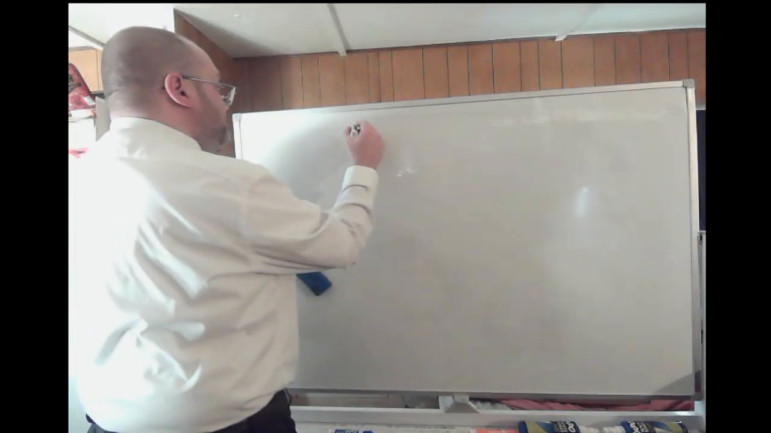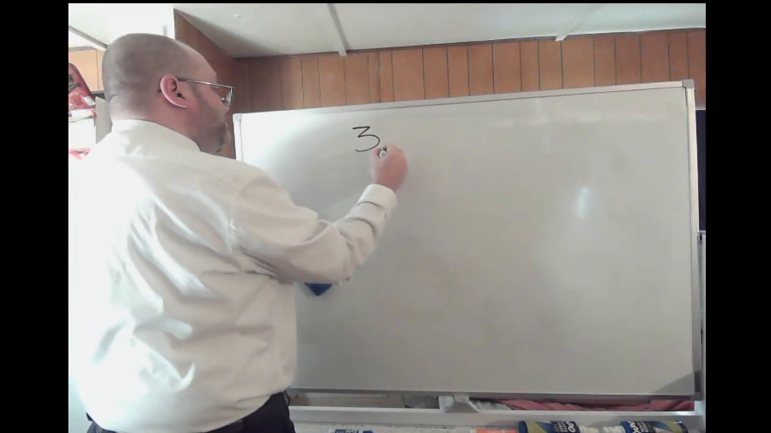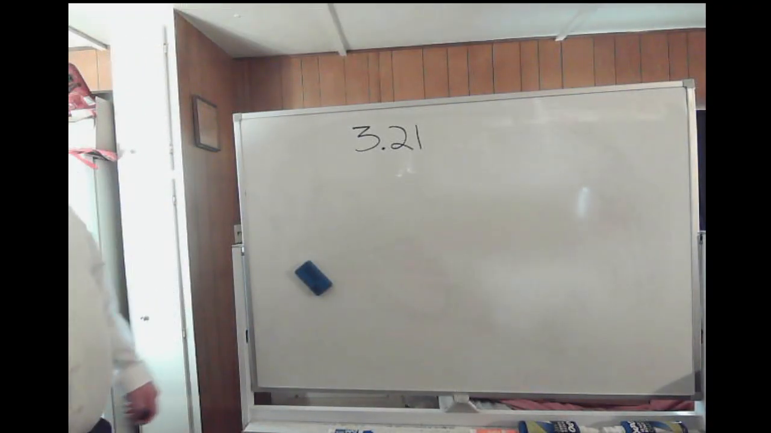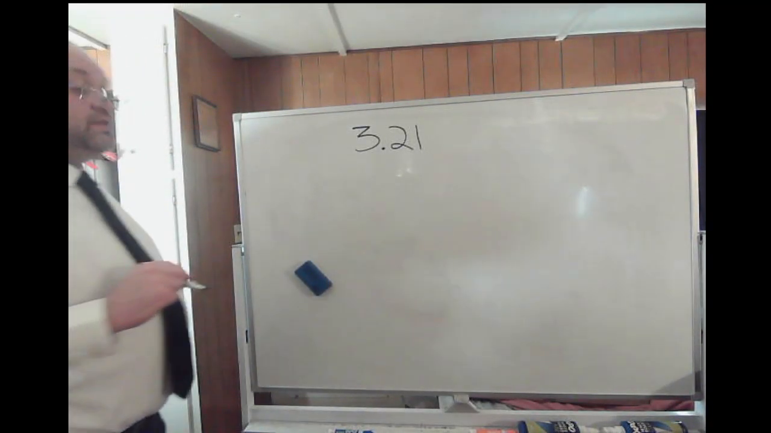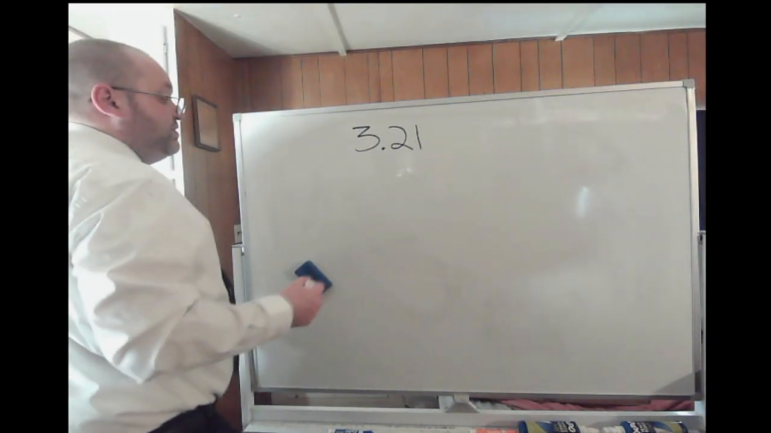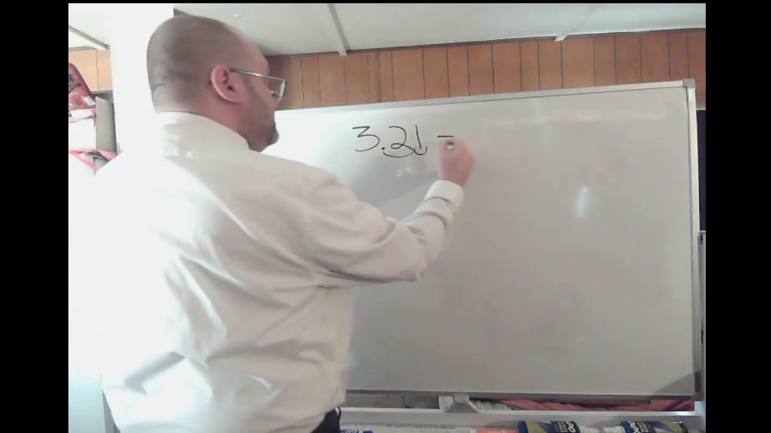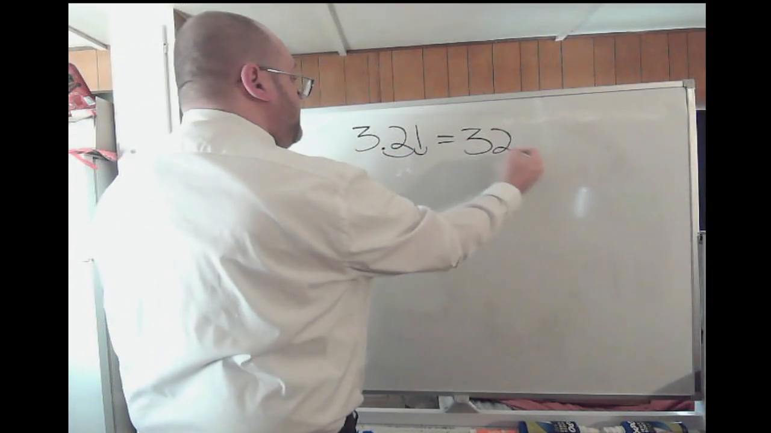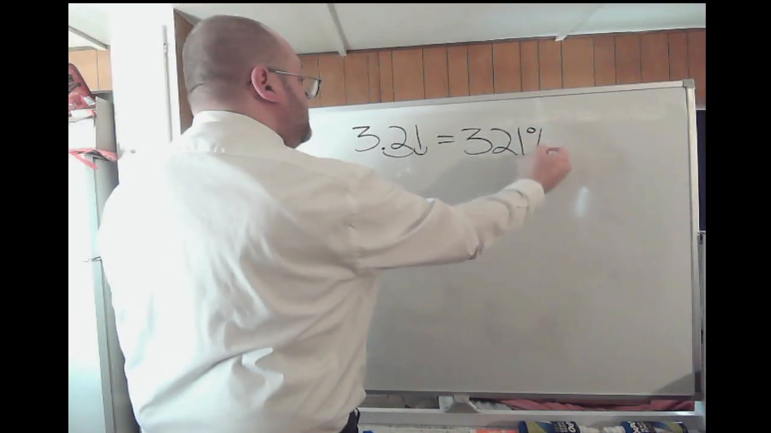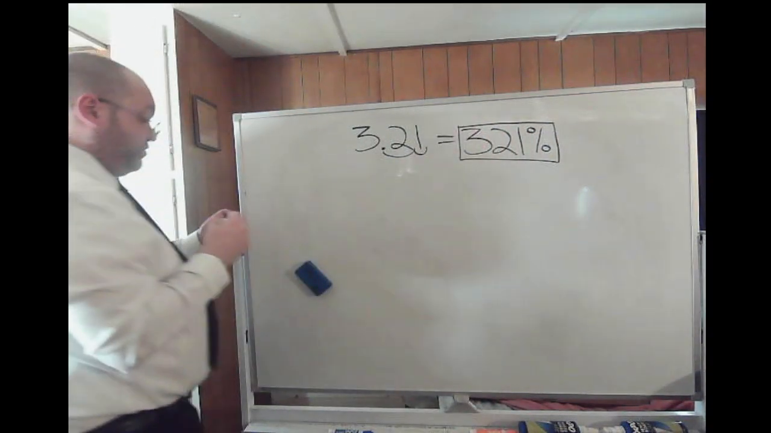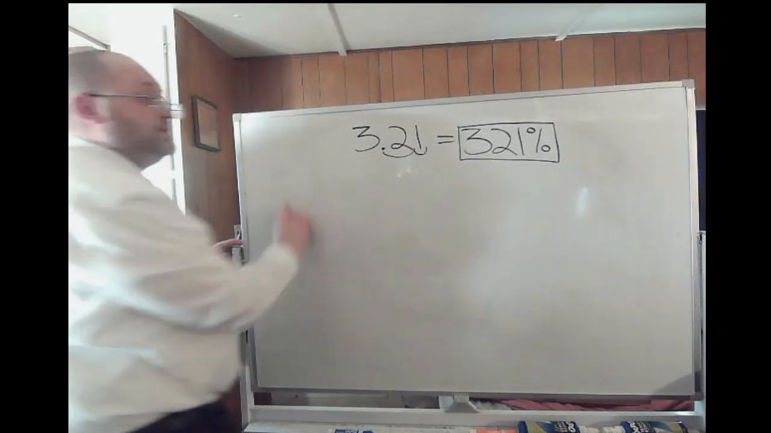Alright, those were easy. Now we do a little bit different here. We have the decimal 3.21. We want to convert 3.21 to a percent. Still, move your decimal place 2 to the right, so you go 1, 2. That would give you 321%. So 3.21, that is 321%.